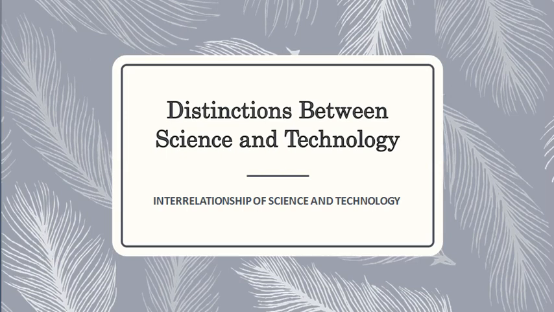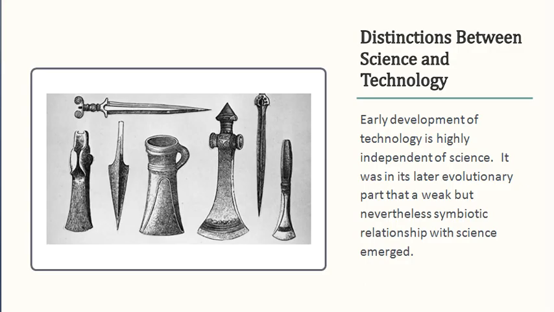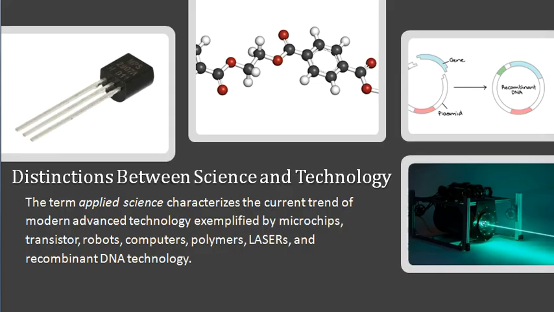All right, so, interrelationship of science and technology. Early development of technology is highly independent of science. Let's say they are not that related yet. It was in its later evolutionary part that a weak but nevertheless symbiotic relationship with science emerged. Let's take a look.